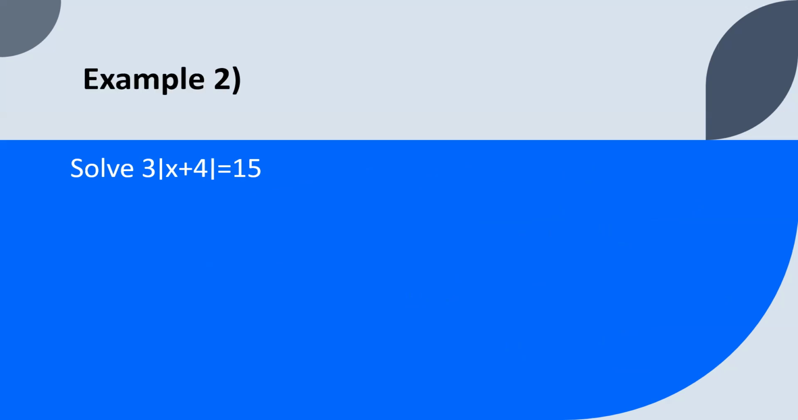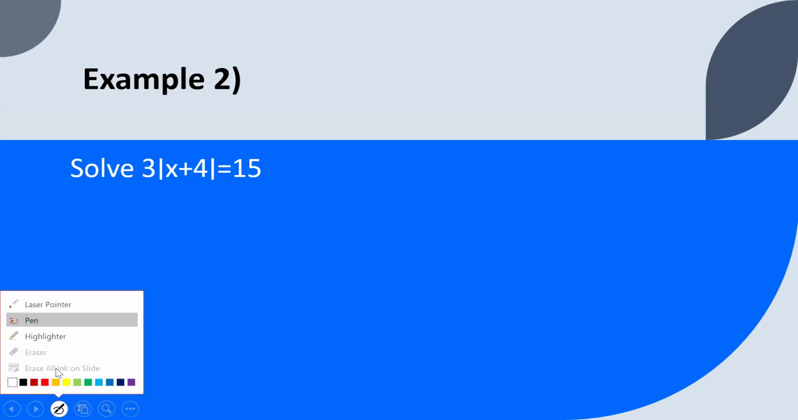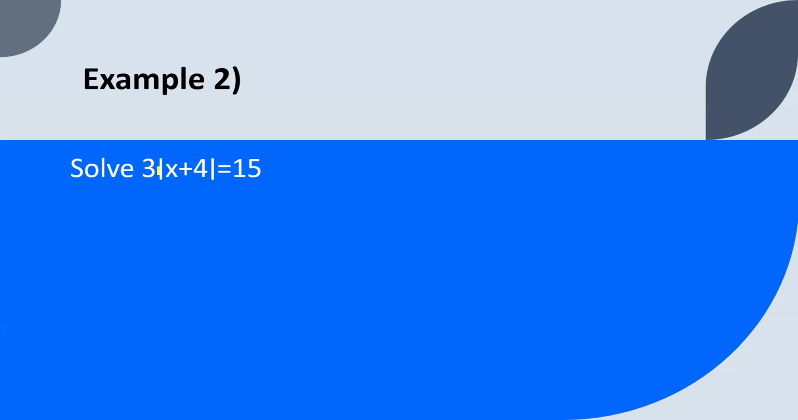All right. So now we're in box 2. So in box 2, you have 3 absolute value, x plus 4 equals 15. Okay. Step 1 tells us to do what? Isolate. Is this isolated? No. So who do I need to get rid of? The 3. This is multiplication. So how am I going to get rid of that 3? Division, divide. The opposite of multiplication is division.